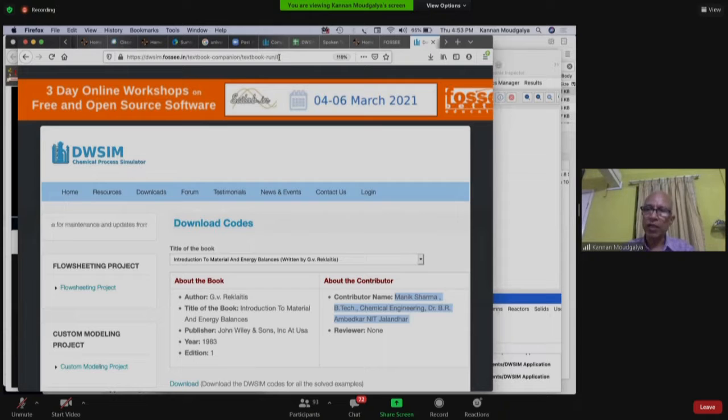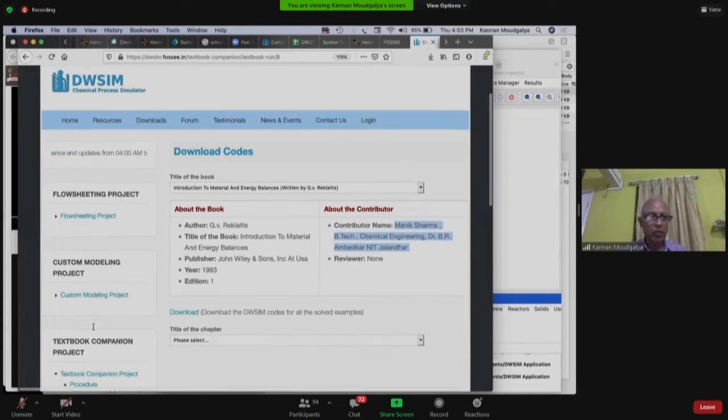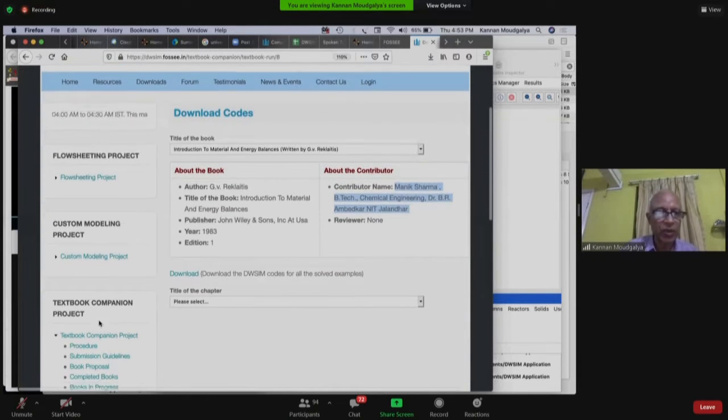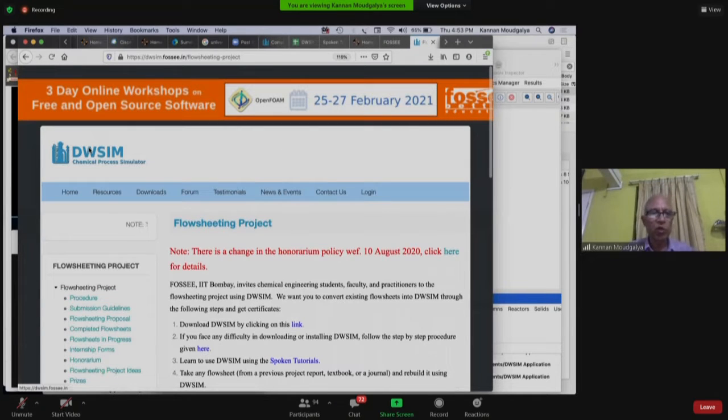And there was another student who went recently to Cambridge, and he had done some project in OpenFOAM, which is a computational fluid dynamics software. I'm sure a similar thing will work for DWSIM also, right? So this is something that I want to point out about the textbook companion project. Then I want to show you the flow sheeting project link.